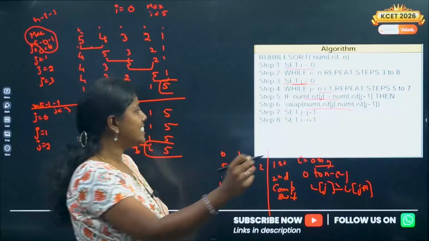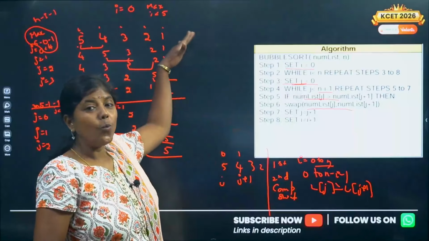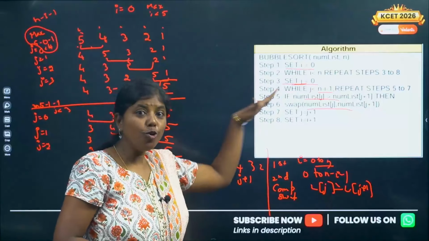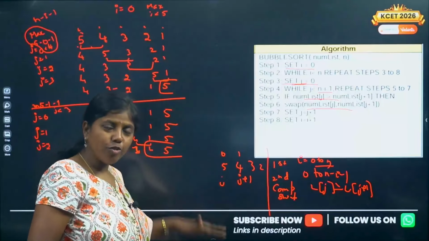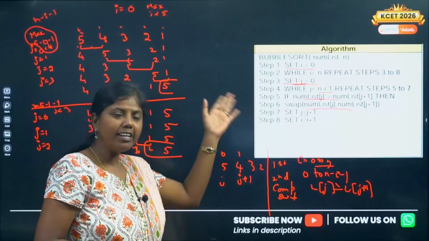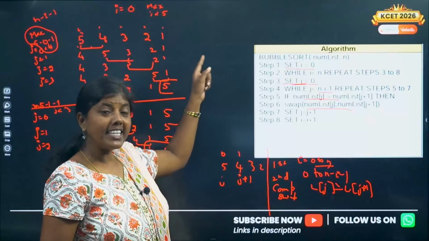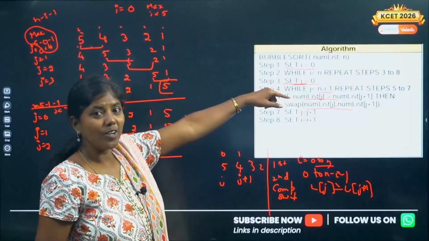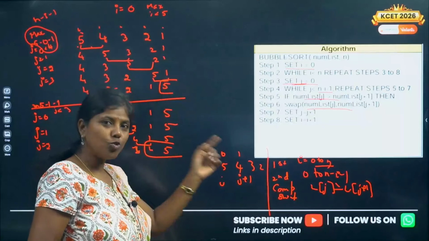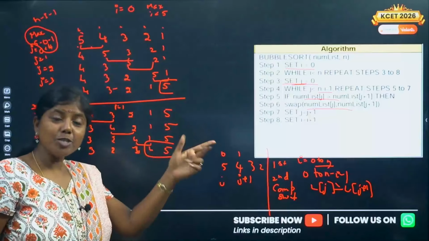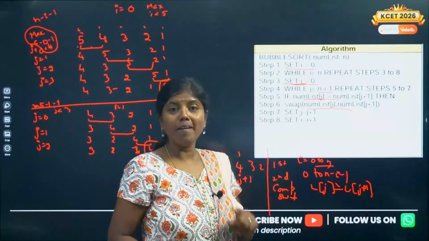That's why it is n minus i minus 1. In every iteration, one element will be sorted. I need not go till n. I need not go till 5 because every time one iteration is done, one element is getting sorted. N minus i minus 1. One iteration means 1 element sorted, 2 iterations means 2 elements sorted, 3 iterations means 3 elements sorted. That's why it is n minus i minus 1. Got the point? Remember that.